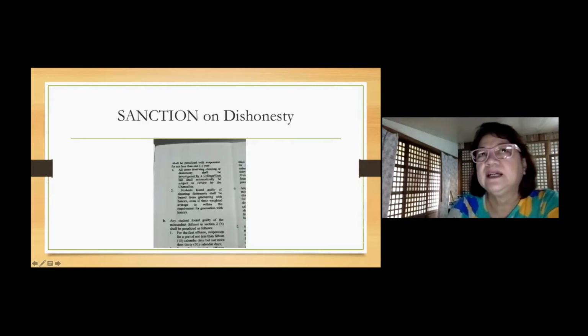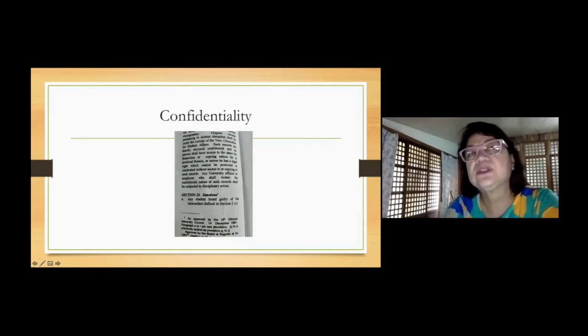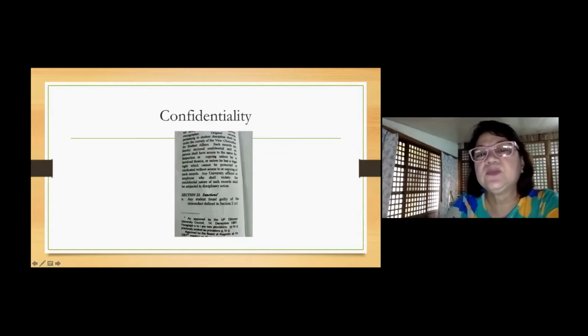Secondly, because of social media, it will be very easy for people to know you have cheated, you have plagiarized. There should be confidentiality. But the Filipinos, we are good in spreading news. So, actually, as much as possible, everything should be confidential.